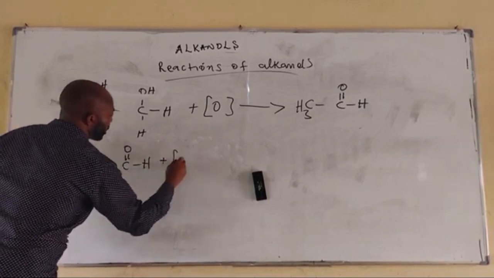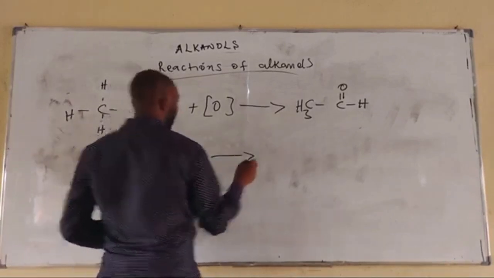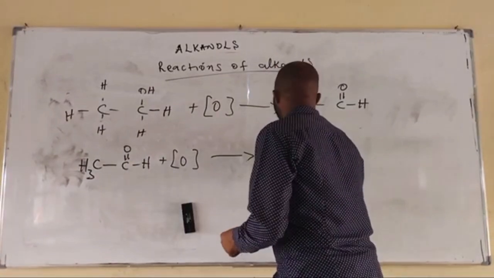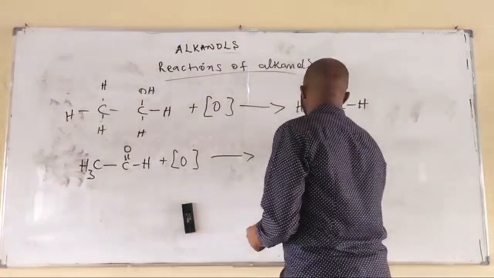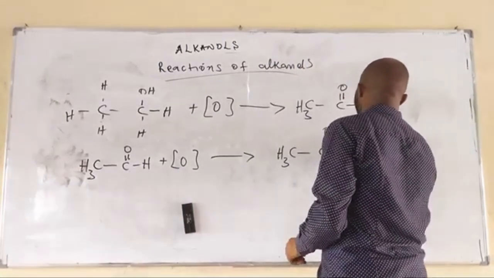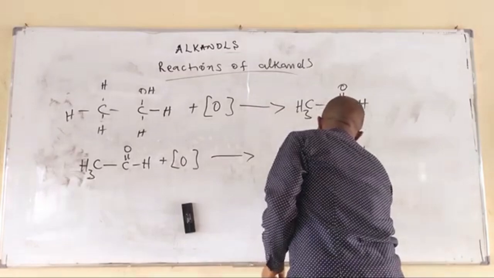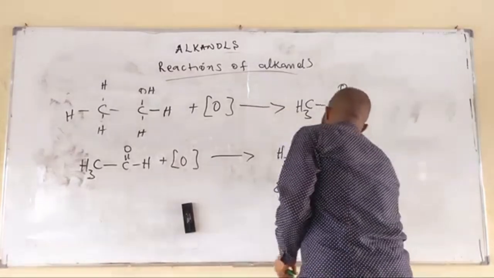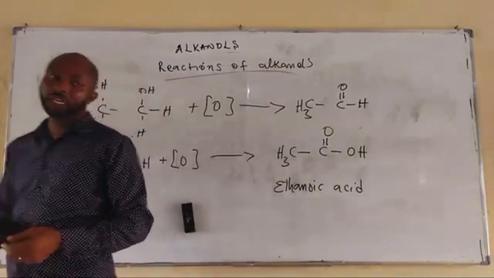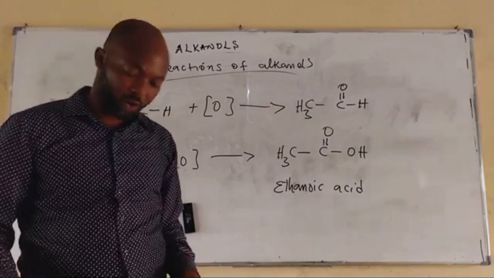And for the second stage, we use ethanal plus another oxygen. Now it gives us our carbon double bond here. The oxygen now comes in, it gives us ethanoic acid. So the oxidation of ethanol undergoes 2 stages, where the first one gives us ethanal, the second one gives us ethanoic acid.